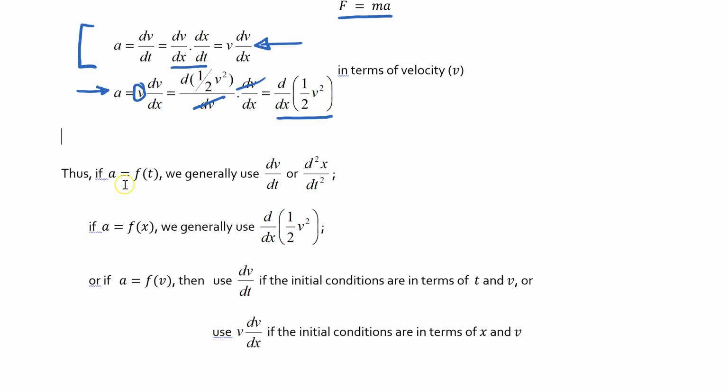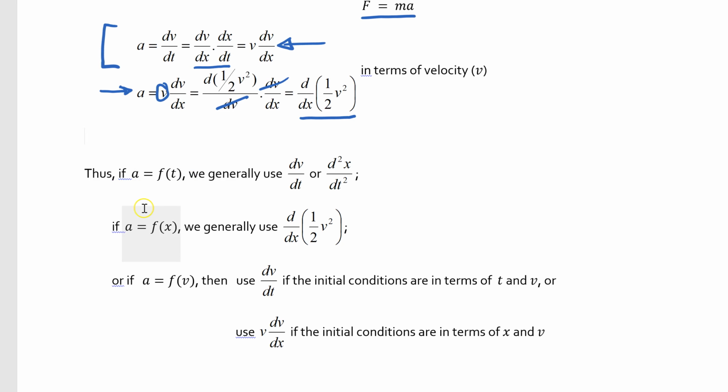So, in summary, if a is a function of time, then we would generally just use dv dt or d2x dt squared, as we did in the Advanced and Extension 1 courses. If a is given as a function of x, we would generally use d dx of a half v squared. And if a is given as a function of v, then we would tend to use dv dt if the initial conditions are in terms of t and v, or we'd use v dv dx if the initial conditions are in terms of displacement and velocity.